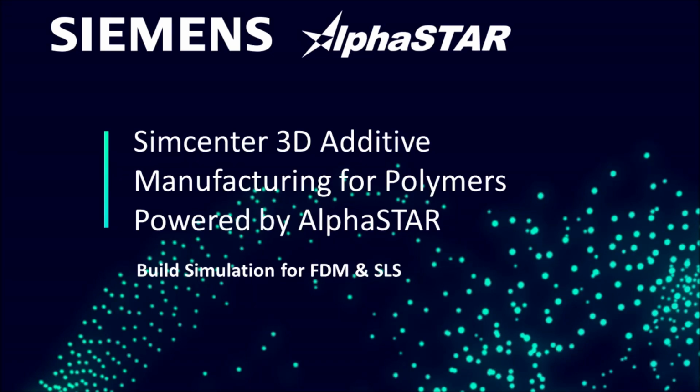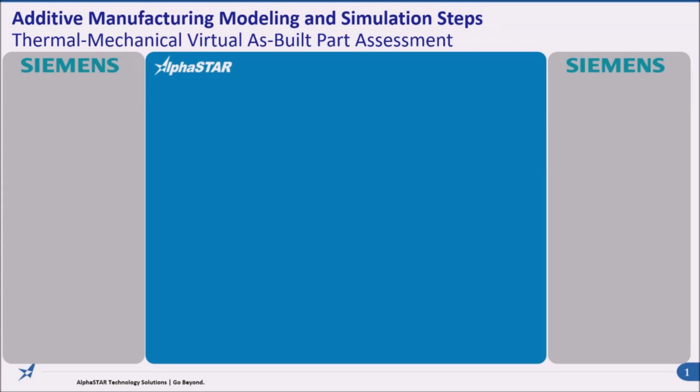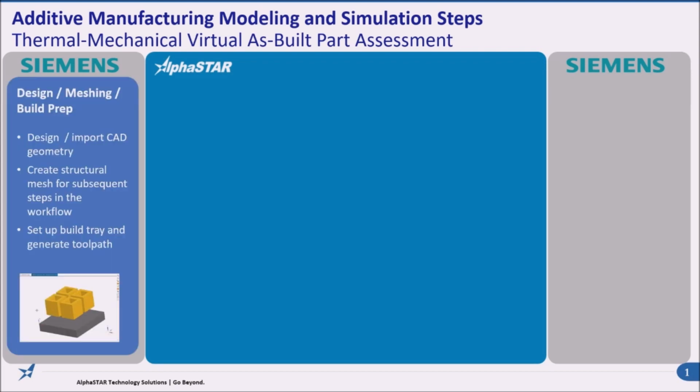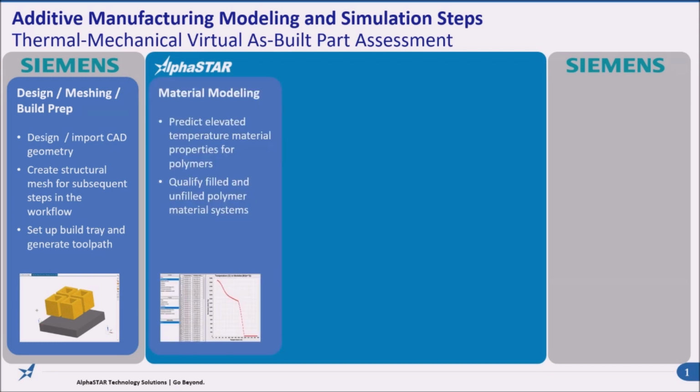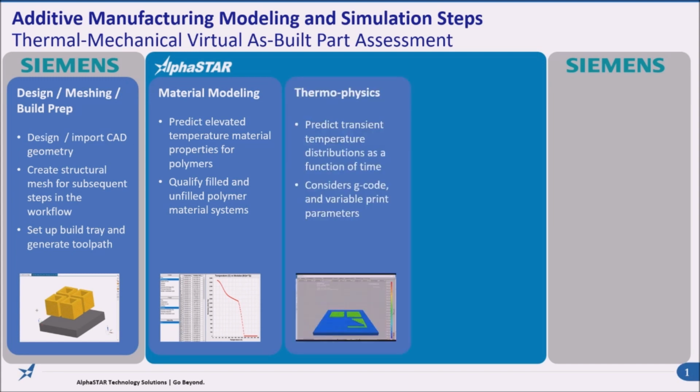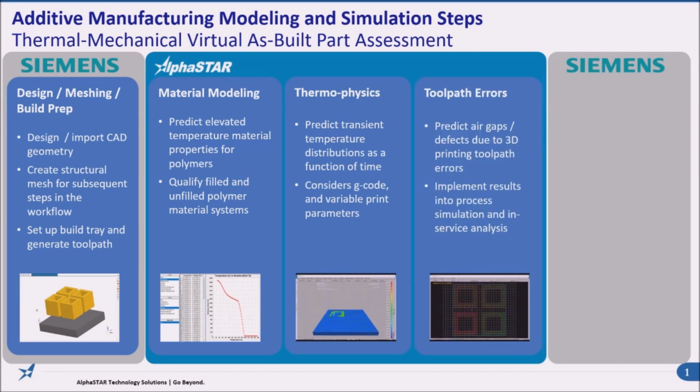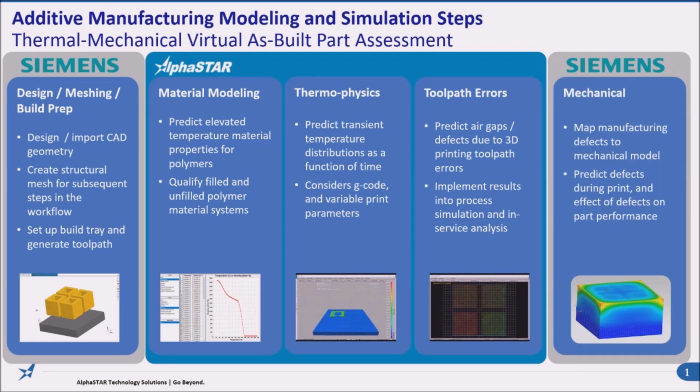AlphaSTAR and Siemens Digital Industries have joined forces to offer advanced polymer 3D printing build simulation for FDM and SLS technologies. The holistic approach for thermo-mechanical virtual as-built part assessment allows users to start with CAD and generate a structural mesh, select a qualified temperature-dependent material model, run thermal process simulation considering G-code and variable print parameters, quality assess the toolpath, and run mechanical analysis to predict defects during the print and the effect of defects on part performance.